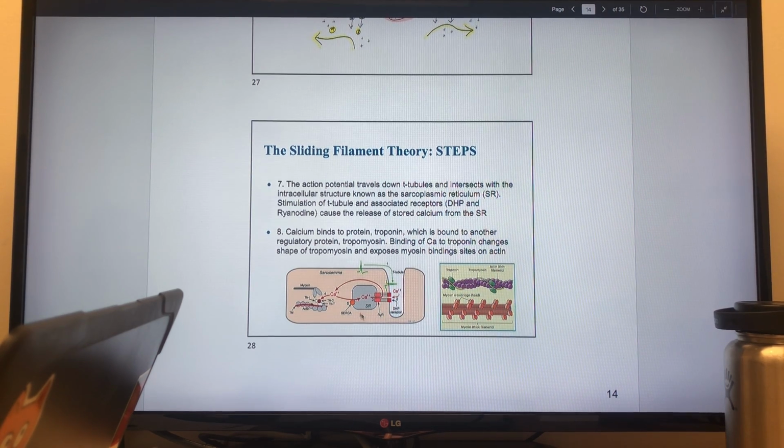Now this release into the sarcoplasm is passive diffusion. Since there's so much calcium in the sarcoplasmic reticulum, later on when we want to end a signal and put calcium back in, we're going to actually have to use active transport, pushing it all back in due to the concentration differences. It's all concentration gradients.